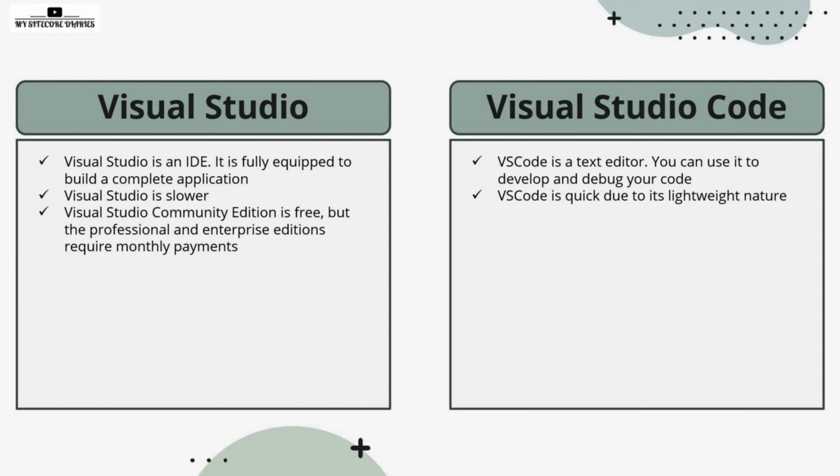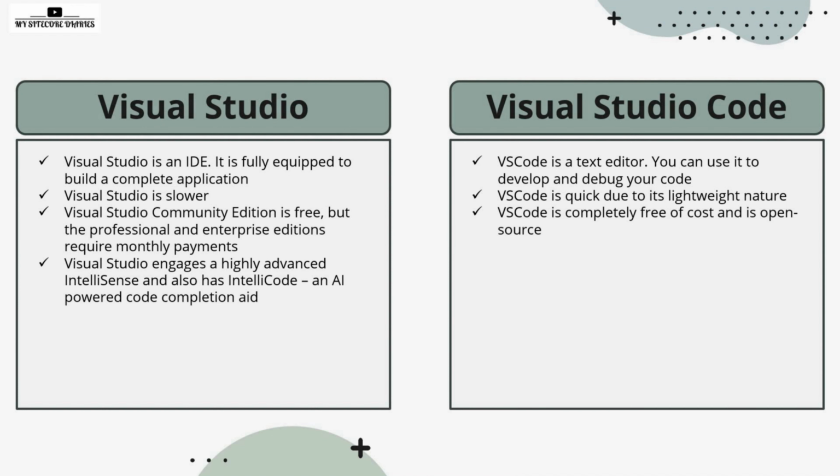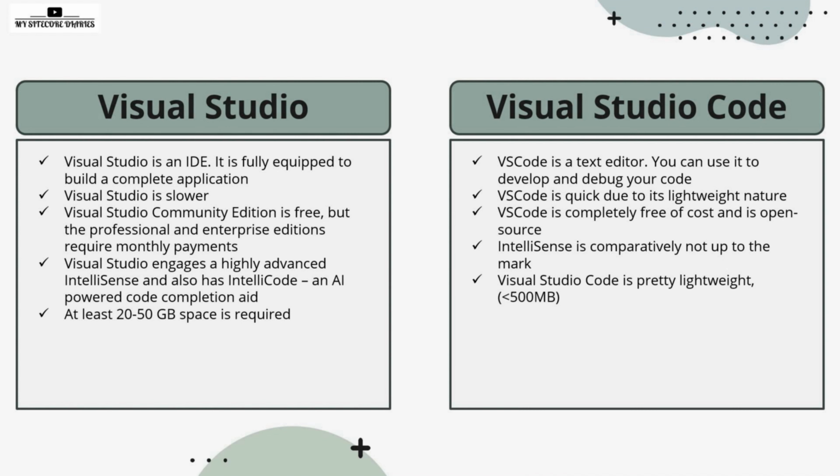Visual Studio Community Edition is free, but the Professional and Enterprise Edition require monthly payment. Whereas VS Code is completely free of cost, it is open source. Visual Studio has highly advanced IntelliSense, also has IntelliCode and AI powered code completion aid. IntelliSense in VS Code is comparatively not up to the mark. Visual Studio is heavy, so it requires 20 to 50 GB space minimum, whereas Visual Studio Code is pretty lightweight, less than 500 MB will work.